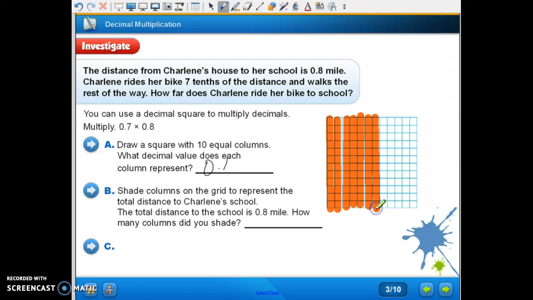So how many unshaded columns are you going to have out there? 2. So we do 8. Yes, 8/10 to her house, so we're going to color in 8/10. All right, so we drew our 10 by 10 square on our grid, which took a while because usually that's a 10 by 10 grid, so we had to rearrange it. Then we filled in 8/10. So shade columns on the grid to represent the total distance to Charlene's school. The total distance to the school is 8/10. How many columns did you shade? 8 columns.